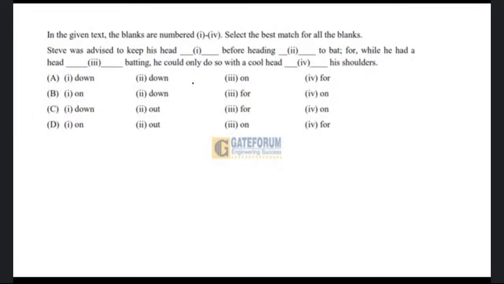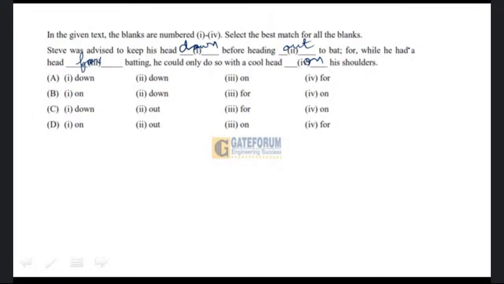Now Steve was advised to keep his head down. Keeping his head down means concentrating, not getting engaged elsewhere. Before heading out to bat will be the option. Obviously, one goes out to the field to bat. So heading out to bat. For while he had a head for batting. Head for batting means talent for batting. He could only do so with a cool head on his shoulders.